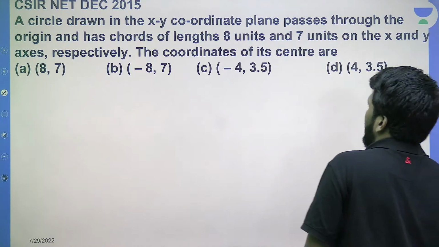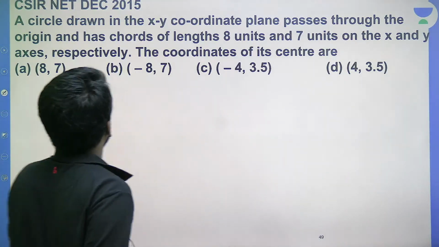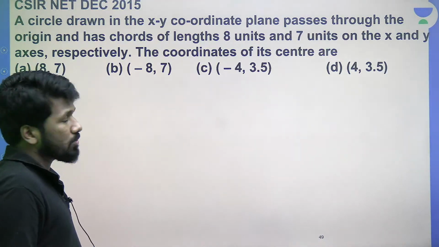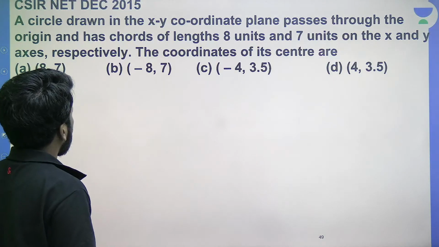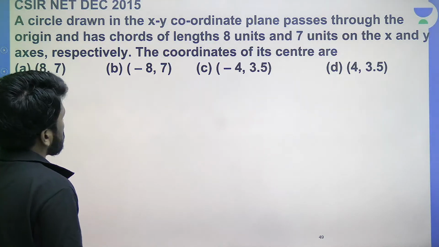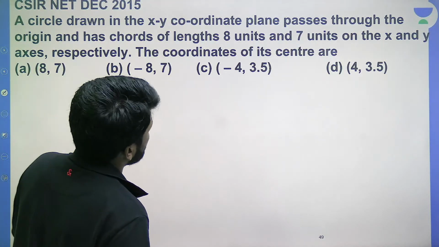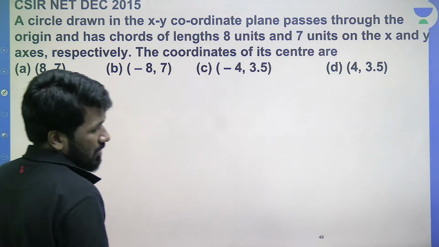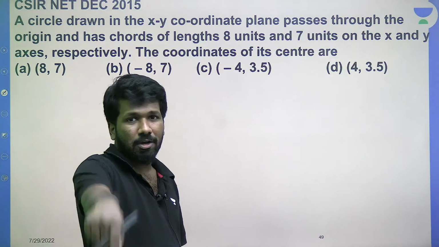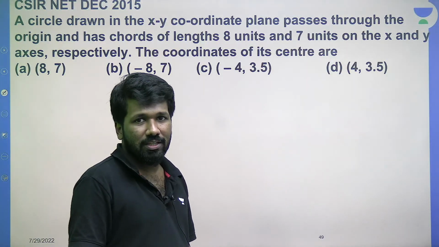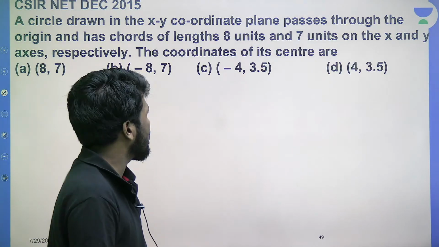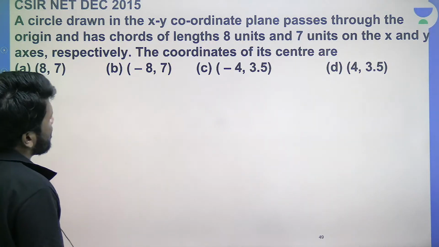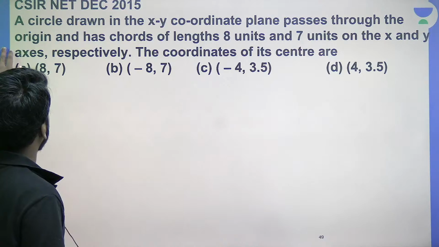A circle drawn in the xy coordinate plane passes through the origin. Origin means 0, 0, x 0, y 0, horizontal, vertical, no movement. Has chords of lengths 8 units and 7 units on x and y axis. Previous question में y axis में chord था, x axis में chord नहीं था, x axis tangential था. Here both are chords. So it is an extended version of the previous question.